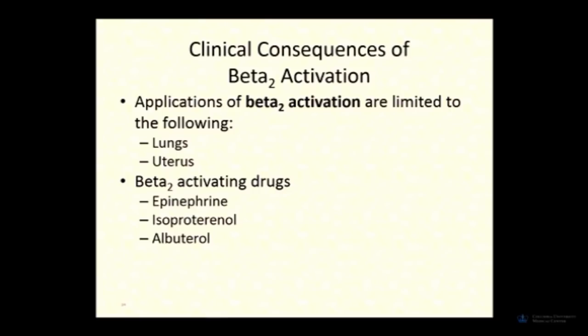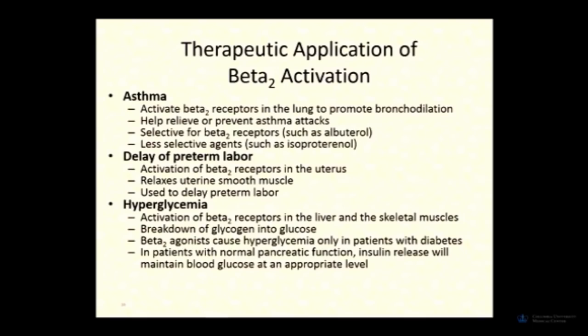Okay. Beta-2 activation. The clinical targets of beta-2 agonists are normally limited to the lungs and the uterus. Okay? And the beta-2 drugs include, again, epinephrine, isoproterenol, and albuterol. So some of the therapeutic applications include the treatment of asthma. Activating beta-2 receptors promotes bronchodilation.